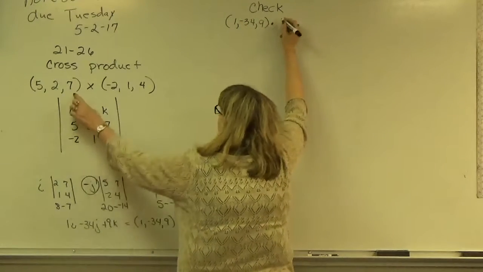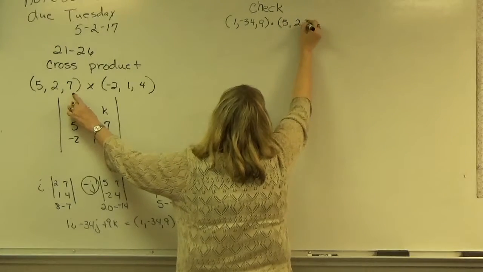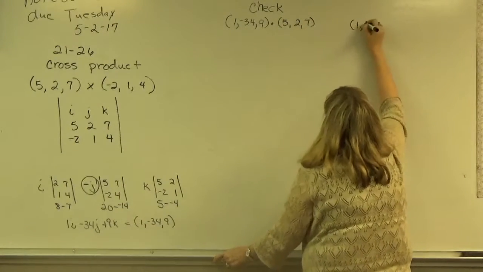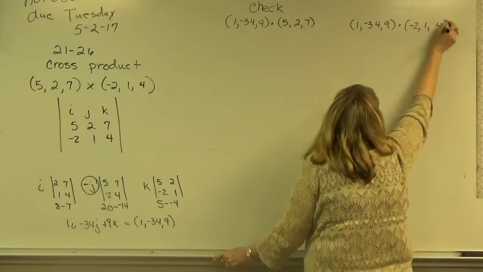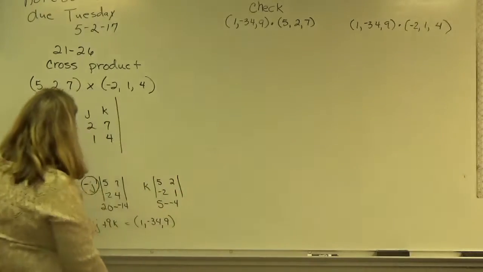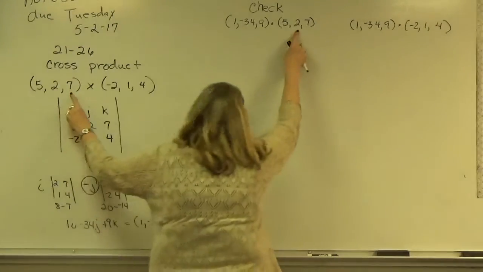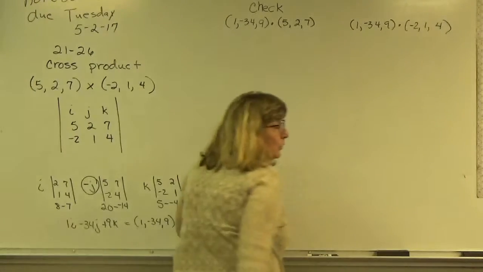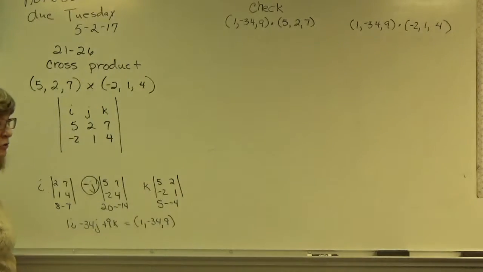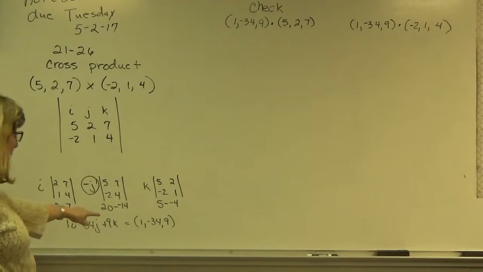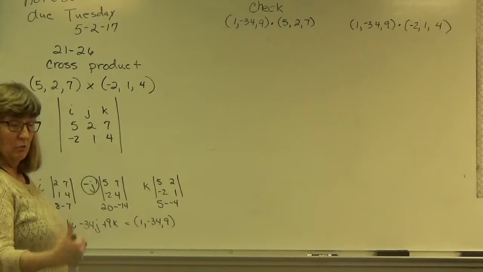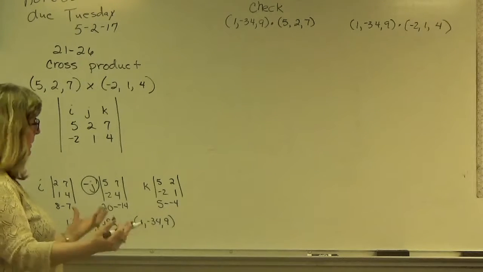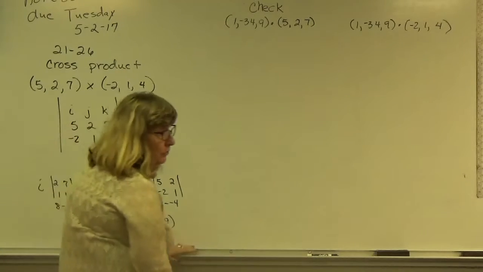I'm going to do the inner product between 5, 2, and 7. I have 1, -34, and 9. I'm going to do the inner product between -2, 1, and 4. So the 5, 2, 7 was the first one, and the -2, 1, and 4 is the second one. When you do your check, you do the inner product between each of them. They both should end up equaling what, since this is perpendicular? Should be 0. So if it's not 0, you did something wrong. So that's why I'm saying you don't need me to check. You're going to find out yourself whether you're right or wrong.